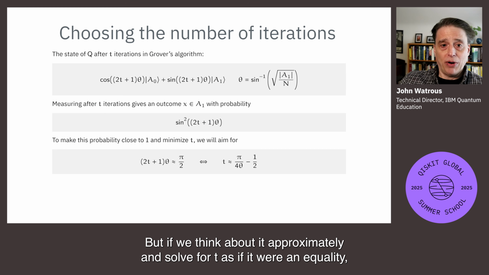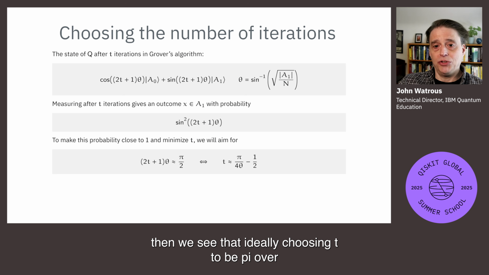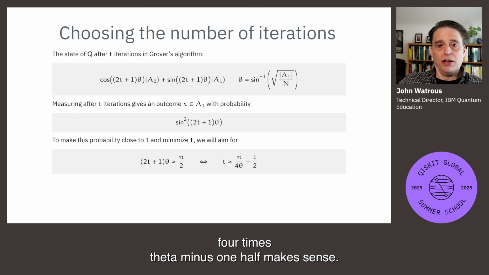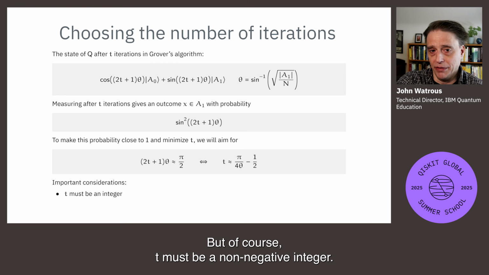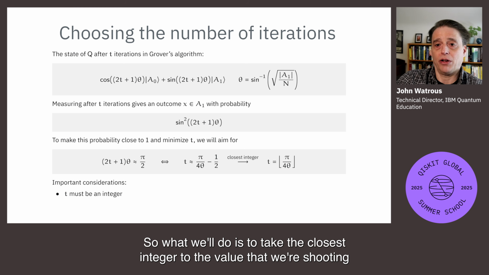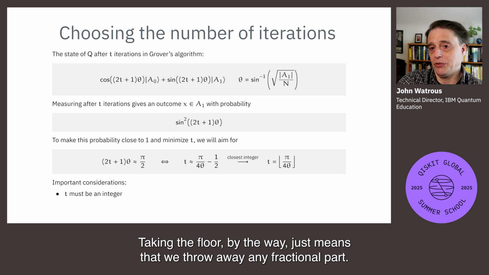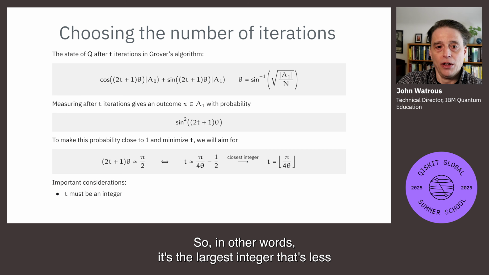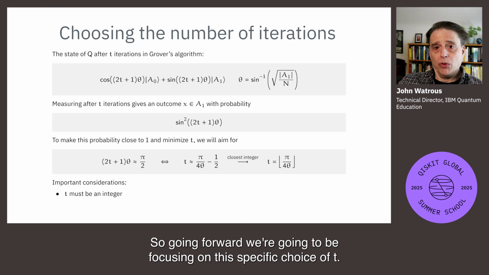but if we think about it approximately and solve for t as if it were an equality, then we see that ideally choosing t to be pi over 4 times theta minus 1/2 makes sense. But of course t must be a non-negative integer, so what we'll do is take the closest integer to the value that we're shooting for, which is the floor of pi divided by 4 times theta. Taking the floor, by the way, just means that we throw away any fractional part. So in other words, it's the largest integer that's less than or equal to whatever we're taking the floor of. So going forward, we're going to be focusing on this specific choice of t.